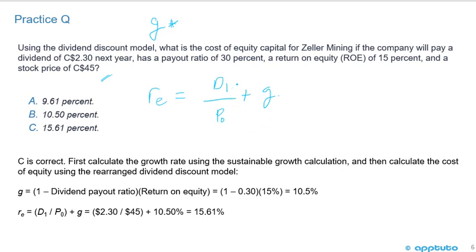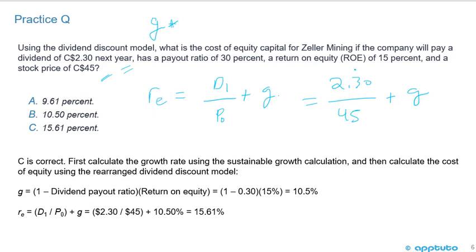Okay, so the D1 we have, it's giving us a company will pay a dividend of $2.30 next year. So we've got the D1, we've got our $2.30, and we have our P0. The stock price is $45 right now, so we're going to do divided by 45, but then it's going to be plus the G, okay? And that's what we don't have.